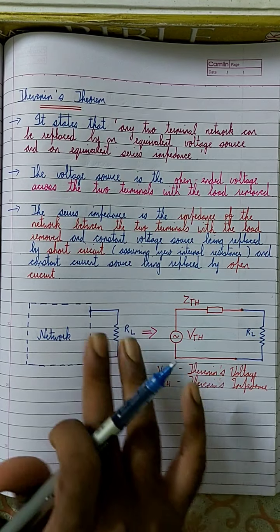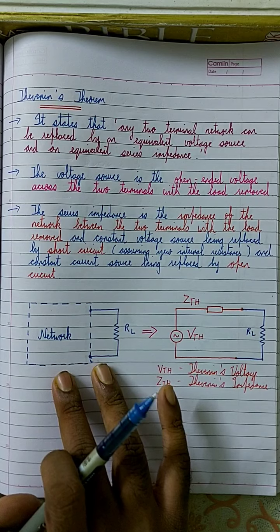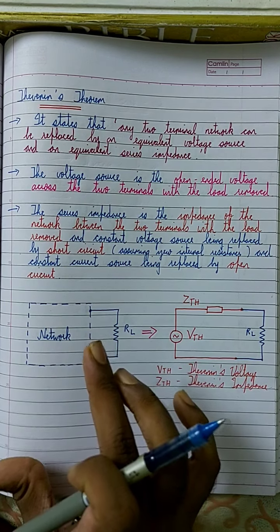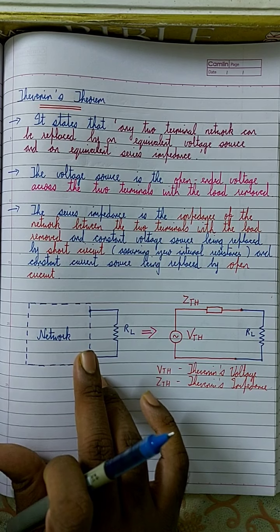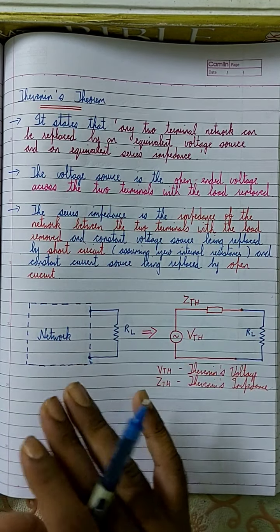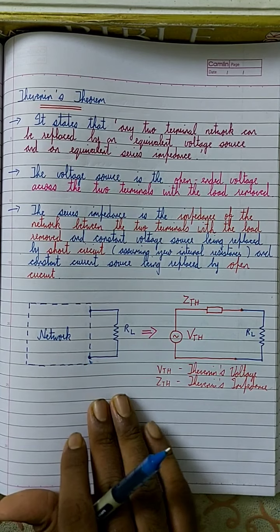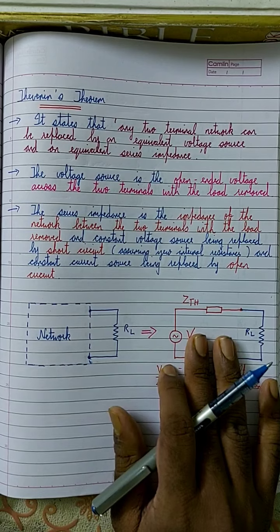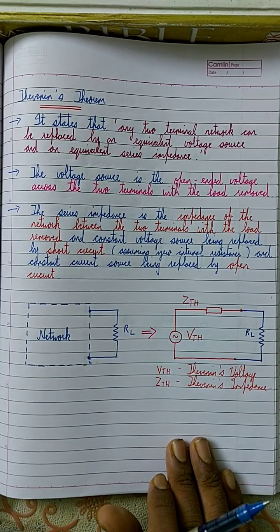Which means if you take a network and you want to find the series impedance, all you need to do is take the network and replace every voltage source with open circuit and replace every current source with short circuit. Then find the impedance between the 2 points. That's all. That's just how we find the series impedance or Thevenin's impedance.